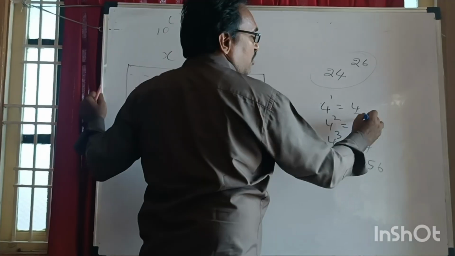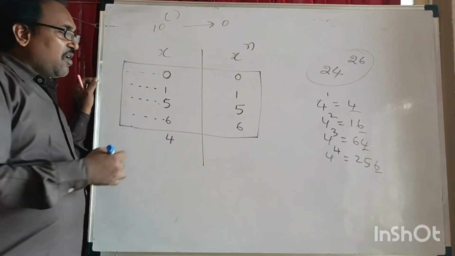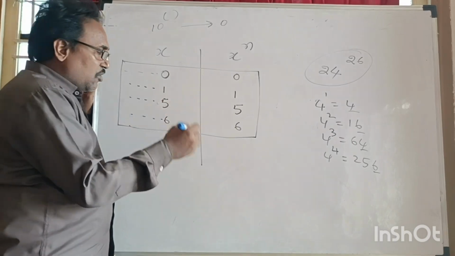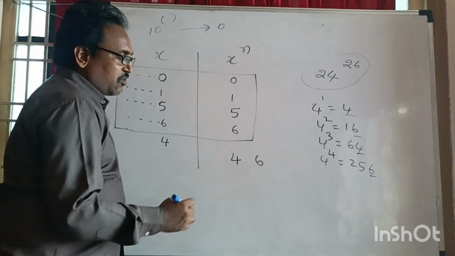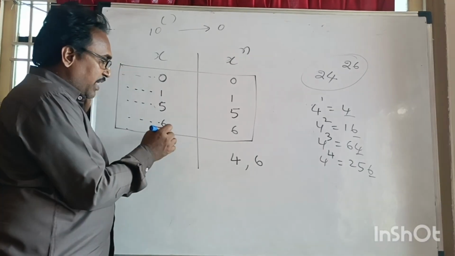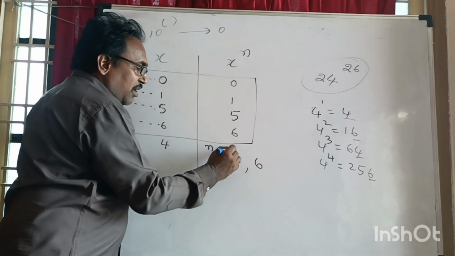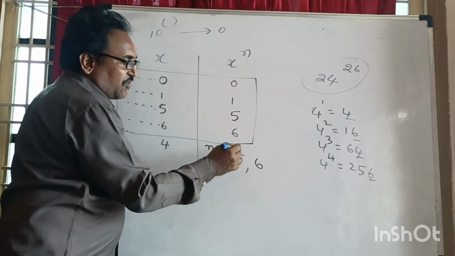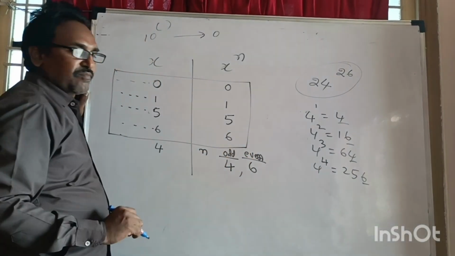If you observe the units digits, it is 4, 6, 4, 6 and so on. That means 4 and 6 will repeat. So you will get a units digit as 4 or 6. So when is it 4 and when is it 6? If the exponent, if the n value is an odd number, it ends with 4. If the exponent is an even number, it ends with 6.